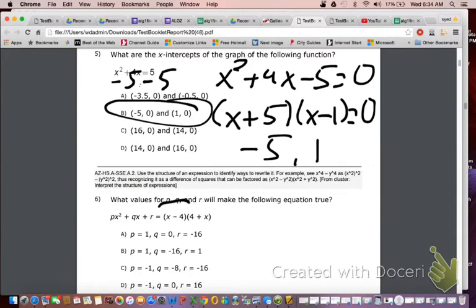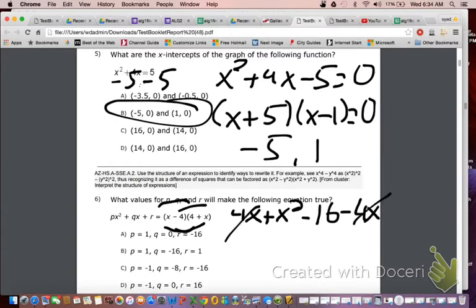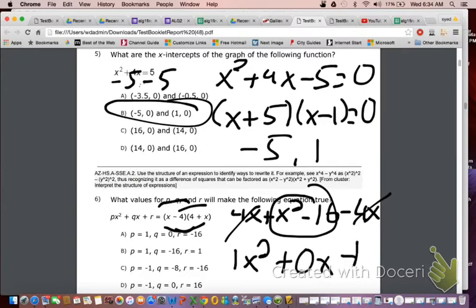Here, let's multiply it out. So I get 4x. The outside I get x squared. Inside I get -16. And then outside again I get minus 4x. So this cancels with this. I have x squared minus 16. So I have 1x squared plus 0x minus 16. This is my P, this is my Q, and this is my R. So which one matches that? It has to be choice A. Okay?